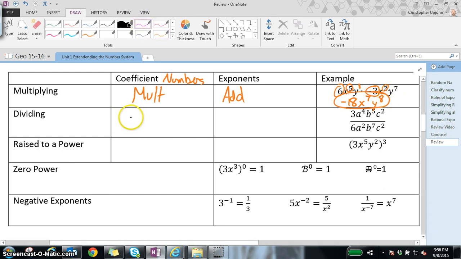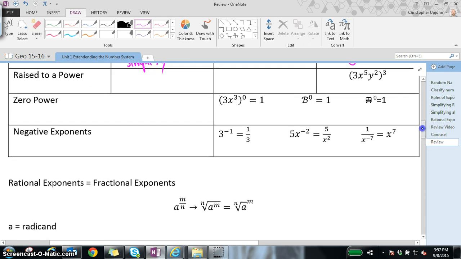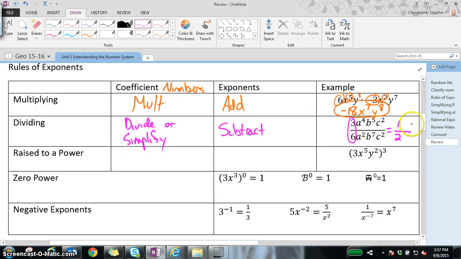Look at dividing. Well, what do we do with the coefficients? Divide them if we can. Or, well, 6 doesn't go into 3, so we simplify. 3 over 6 equals 1 over 2. And then what do we do with the exponents? We subtract. Our a's, we have 4 minus 2, so that's 2.